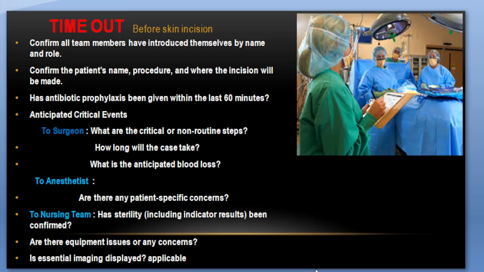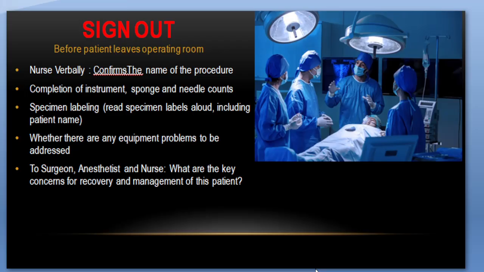Okay, the next thing is the last step, or the last page, of the surgical safety checklist, which is sign out. As we know, sign out means coming out from the room, from the operation theater. What are the things we need to check before sending the patient out from the operation room? First, the nurse or nursing officer verbally confirms the name of the procedure with the doctors. Before leaving the operation room, the nurse confirms the name of the procedure.